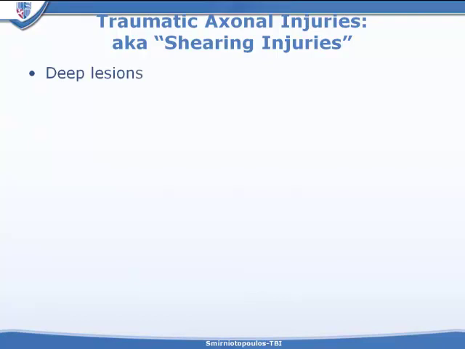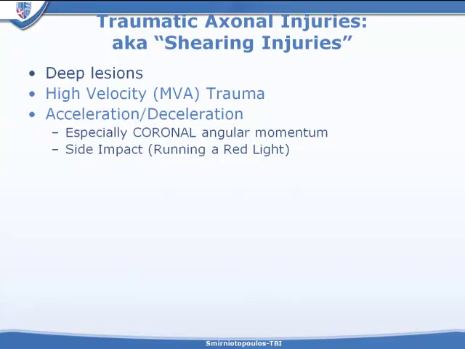We must also talk about what has been classically described as shearing injuries, what we might more properly describe as traumatic axonal injuries. These, by definition, are deep lesions, classically associated with high-velocity motor vehicle trauma, oftentimes associated with an acceleration or deceleration in the coronal plane with an element of angular momentum. This is exactly what you would expect if a car runs a stop sign or a red light and broadsides another car, producing the classic T-bone effect.